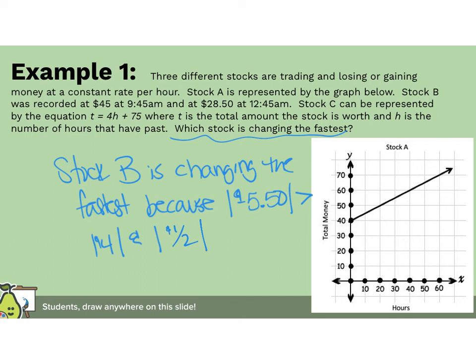It's a little hard to read, but that's a negative. Oh, I can't erase. Sorry. That's a negative 5.50. Okay, make sure you have the negative inside there. It's changing at the fastest rate because they're losing $5.50 every hour, and the other stock is gaining $4 or gaining 50 cents for an hour.